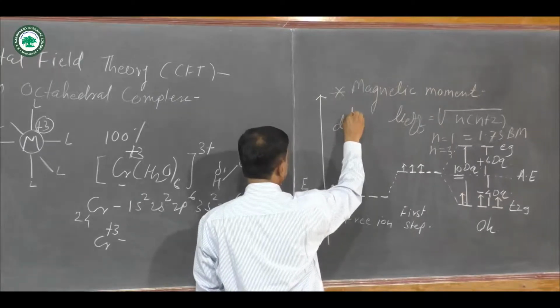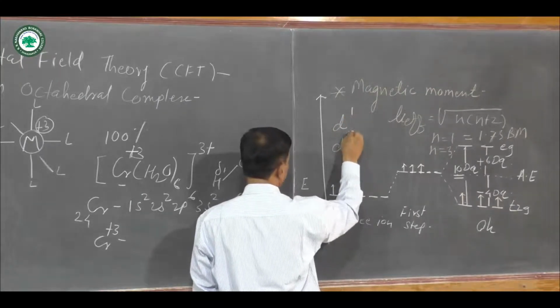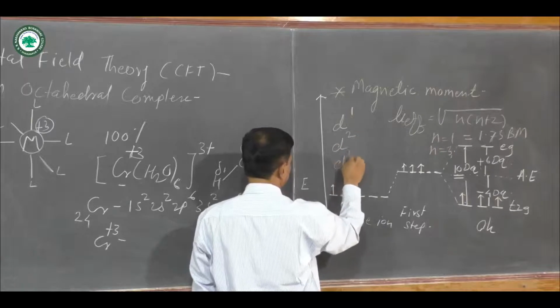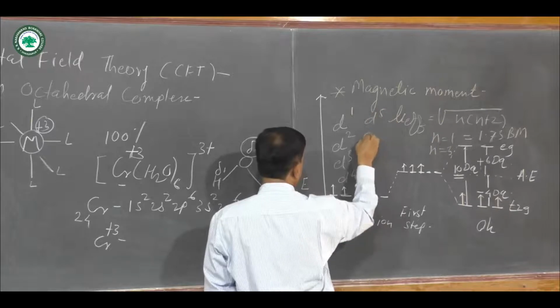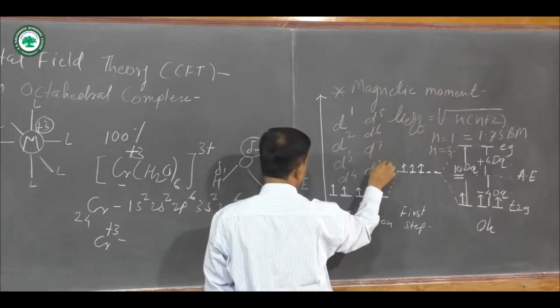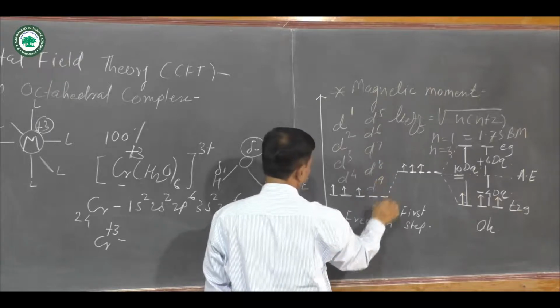Like that, you can calculate the magnetic moment for different substances having different d systems, meaning d1 electrons, d2 electrons, d3 electrons, d4 electrons, d5 electrons, d6 electrons, d7 electrons, d8 electrons, d9 electrons, etc.